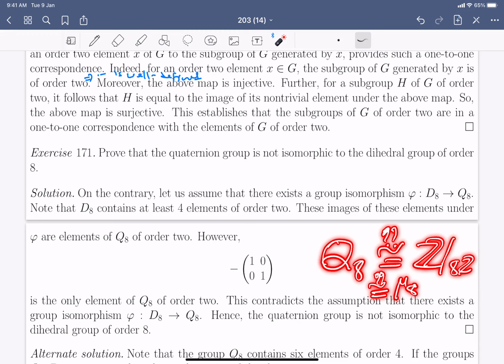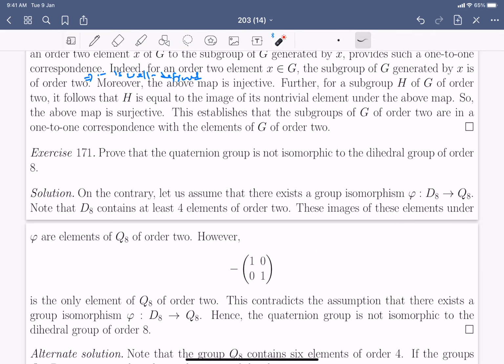If you could show that Q8 and Z mod 8Z are not isomorphic, then it will follow immediately that Q8 and mu 8 are not isomorphic. Because if Q8 were isomorphic to mu 8, and you know that mu 8 is isomorphic to Z mod 8Z, then by the transitivity that you proved in one of the exercises in the problem sets, which was also put in the lecture notes, since being isomorphic is a transitive relation, it would follow that Q8 is isomorphic to Z mod 8Z. But that is not the case, if you end up proving it.